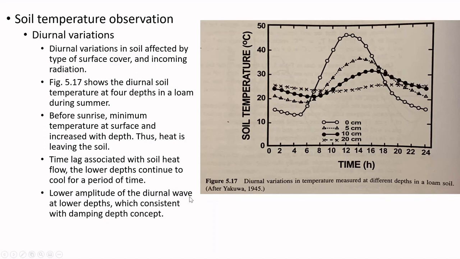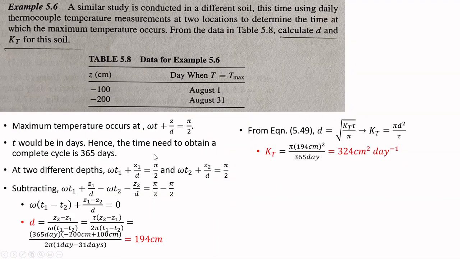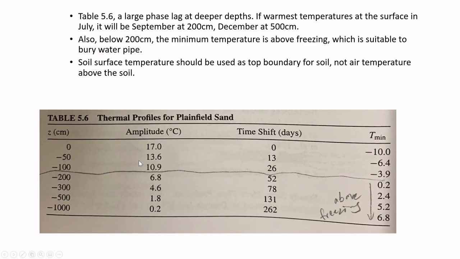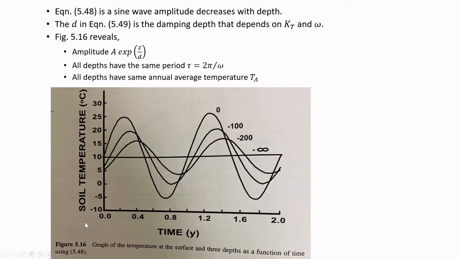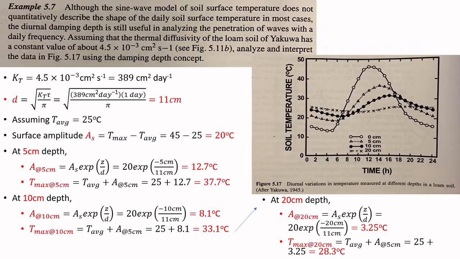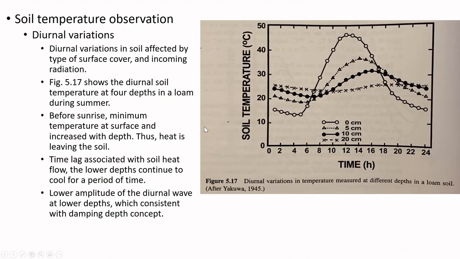So there is lower amplitude of the diurnal wave at lower depth, which is consistent with the damping depth concept. You can see that the amplitude is greater at the surface, but if you go deeper and deeper, the amplitude is smaller and smaller. So this is the lower amplitude of the diurnal wave at lower depth, consistent with the damping depth concept. Damping depth is basically the D here. The damping depth states that if you go deeper, the diurnal variation amplitude becomes smaller and smaller as we go deeper into the soil. So this is basically what it means here.